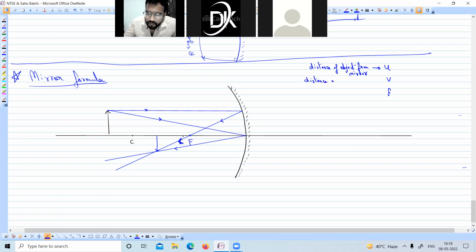All the calculations, all the distance measurements, everything are done from the reference of the mirror. That's it. What is our reference? Our reference is the mirror. That is why I'm writing from mirror. Focal length is again a distance only. Distance of focus from mirror. That's it. We have the three terms. So we needed these terms in our triangle as well.